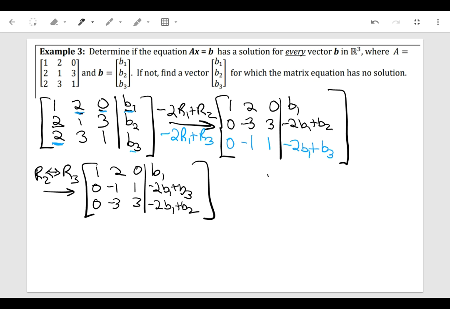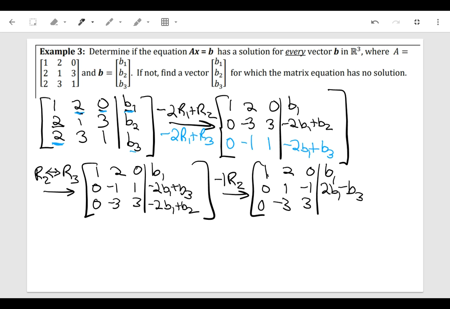Okay, and now I'll do -1 times row 2. These are pretty simple row operations we're doing here. So that'll give us 0, 1, -1, and then -1 times that last entry will give us 2b1 minus b3. Okay, and then leave this last row. And so now I'll do 3 times row 2, add that to row 3 to get a 0 in this position here.